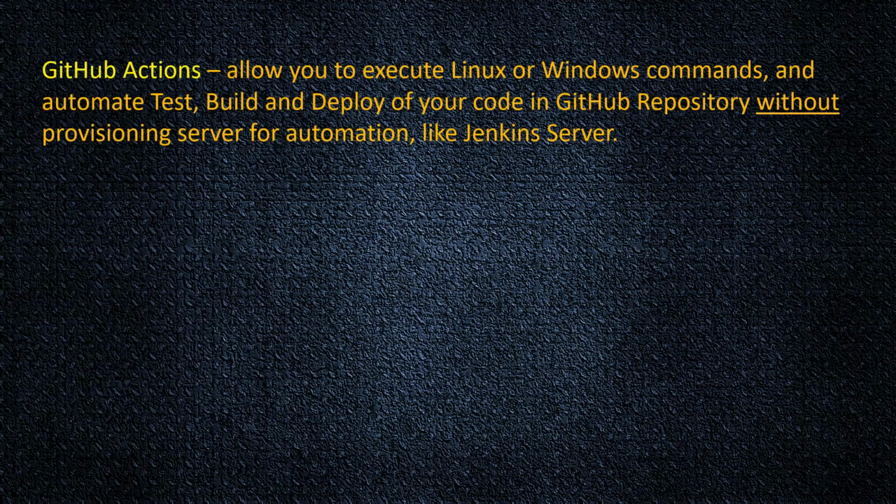So, GitHub Actions. GitHub Actions will allow you to execute Linux or Windows commands and automate test, build, and deploy, basically create your CI/CD pipeline for your code located in a GitHub repository, and all this without provisioning any server to automate this, like Jenkins, for example. So you don't need to provision anything; it will be serverless for you.